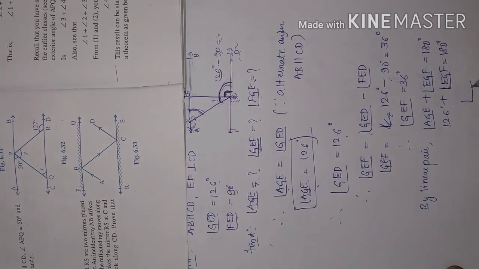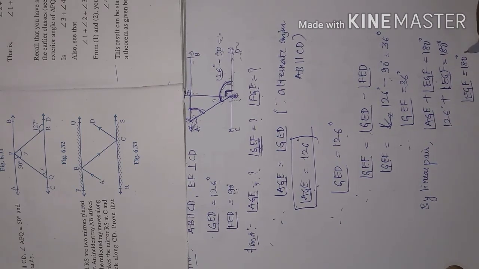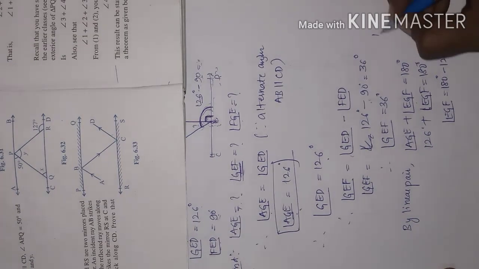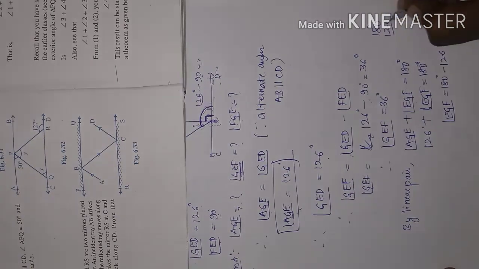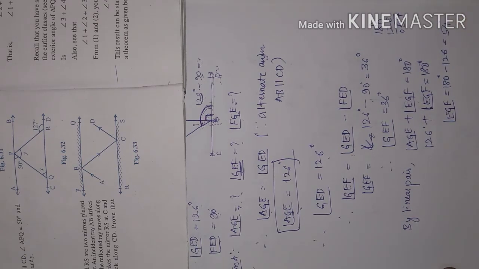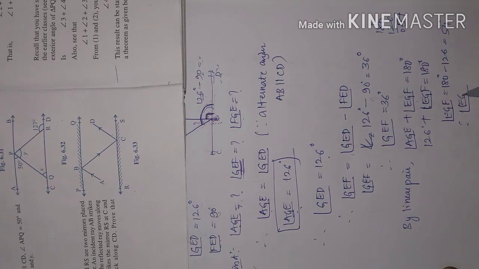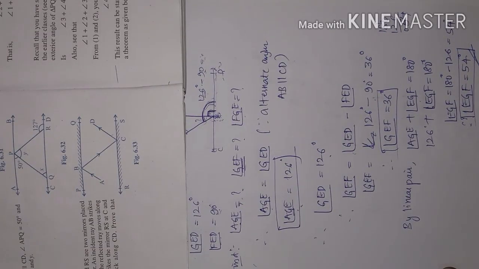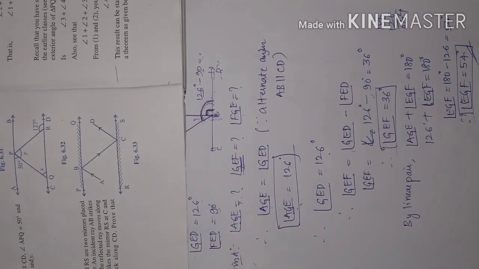So therefore EGF is equal to 180. Shift 126 to the other side, it will be minus 126, and 180 minus 126, how much will it be? Subtract this. 10 minus 6 is 4, 7 minus 2 is 5, and this is 0. So 54 degrees. Therefore EGF is equal to 54 degrees. This is the third solution. This is the second solution and this is the third solution. Okay, clear with this? Shall I repeat it once again?